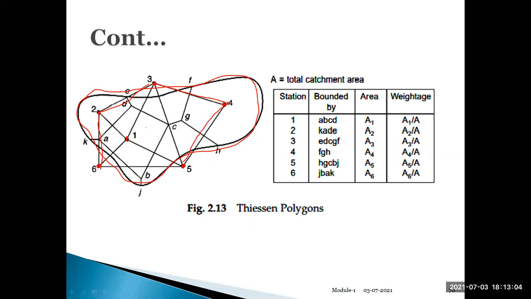After joining the positions of the rain gauge stations, we are going to draw a perpendicular bisector for each line. Like here, you can see the perpendicular bisector. So we have drawn like this. For each line we are going to draw a perpendicular bisector. Now you can see it is forming a polygon here. This is again forming a polygon here. And this particular area is again forming a polygon. And this is one more polygon.